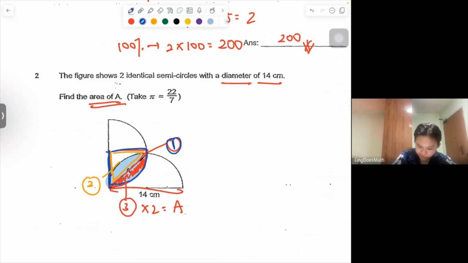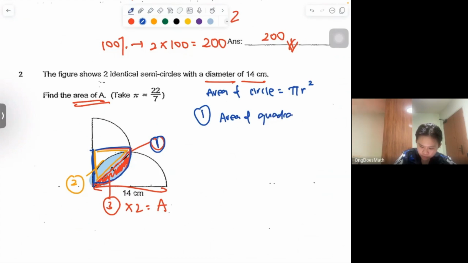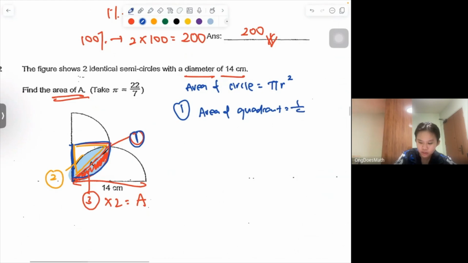So we'll go with step 1 first. You have to find the area of the quadrant. To do that, you have to recall your formula for area of a circle. So area of circle, what's the formula? Try to recall. It's pi r square. If you look at this quadrant, it's actually 1/4 of a circle. So to find the area of the quadrant, you just take 1/4 pi r square. In this case, pi is taken to be 22/7.